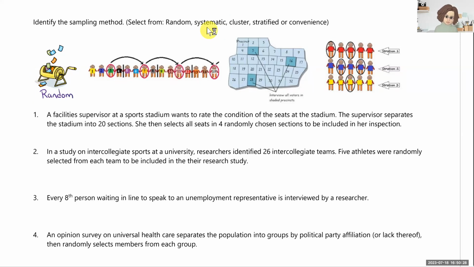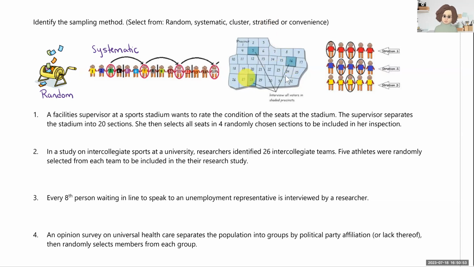And our second method here, systematic. So this is when we pick a starting point and then establish an interval by which we select our subjects. So when we hear an interval referred to, we will know that that is called systematic sampling. And then cluster and stratified both involve grouping our population.